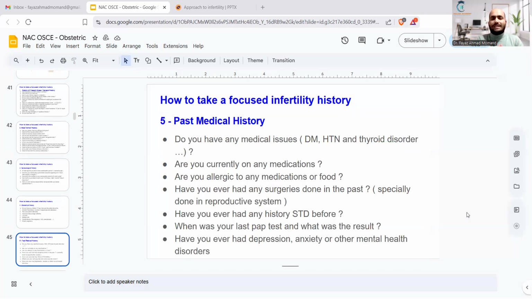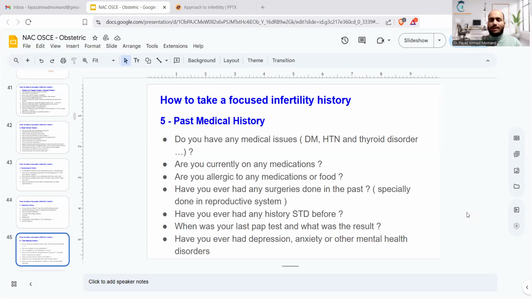Once you have done obstetric history, ask about past medical history. Do they have any conditions, diabetes, hypertension, thyroid illnesses, anything that could be causing their infertility or could be responsible for their symptoms? Ask about medications. Some medications may make it hard for them to conceive. Ask about allergies to medications or food. Ask about surgery, especially surgeries done on the pelvic region. Ask about their STDs or STIs if they had any in the past.